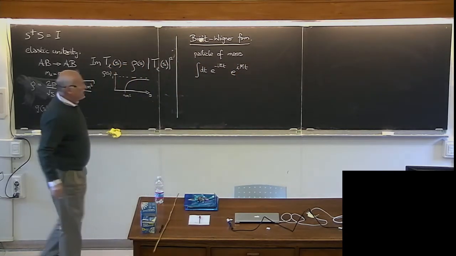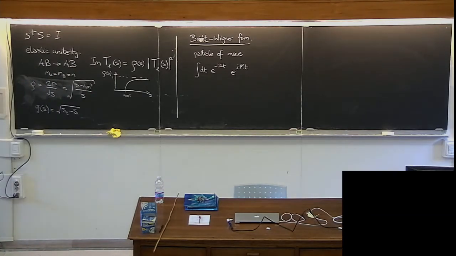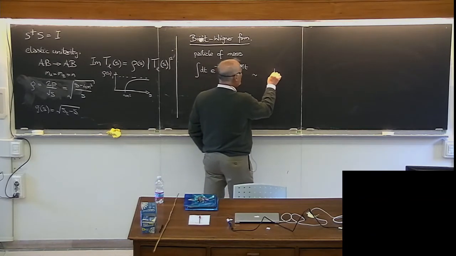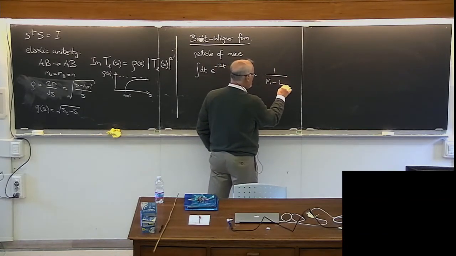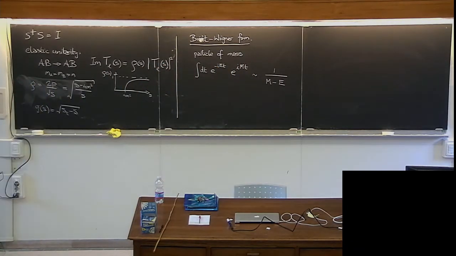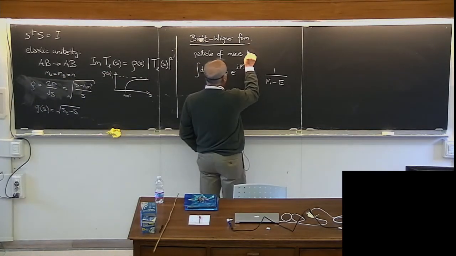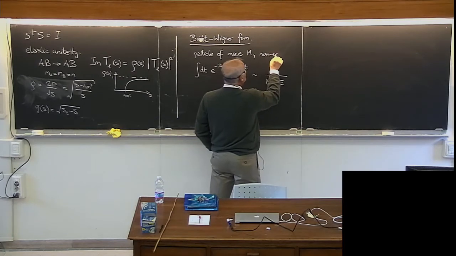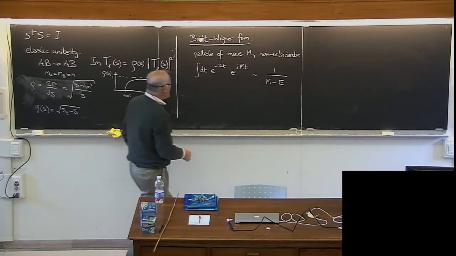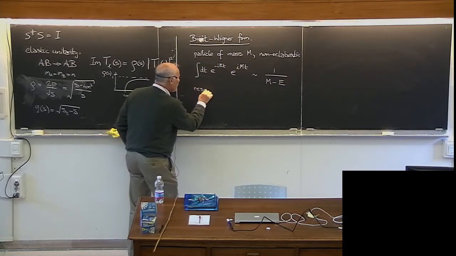Is the Fourier transform of e to the imt, because the wave function of something, a real particle, would be e to the imt. And forgetting about the i's, you can see that this is equal to m minus E. So the propagator in momentum space of a massive particle is just its mass minus its energy if it's non-relativistic. So a particle of mass m non-relativistically. We'll worry about what happens when it's relativistic in a minute. Now, a resonance is an unstable particle.